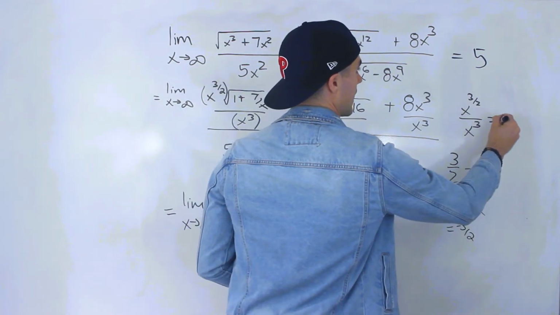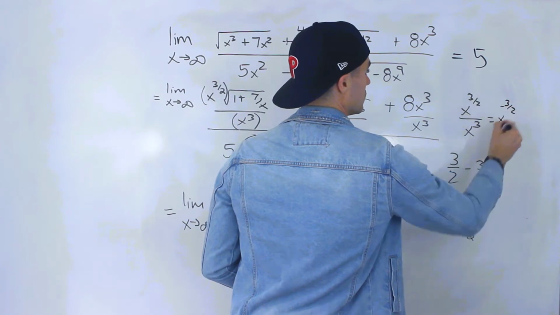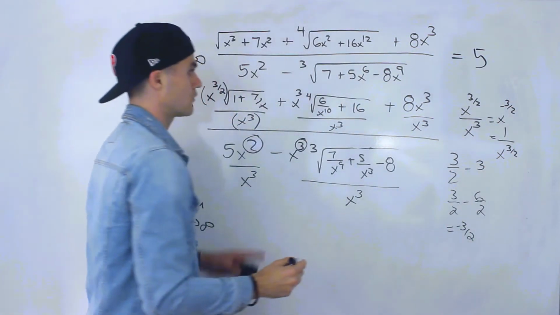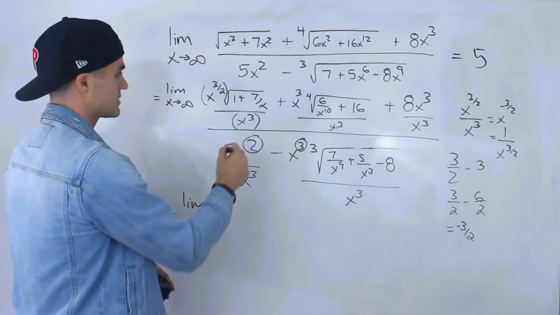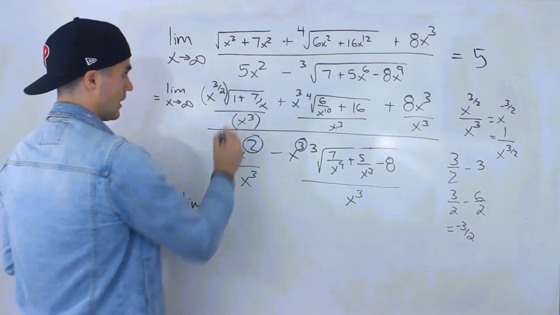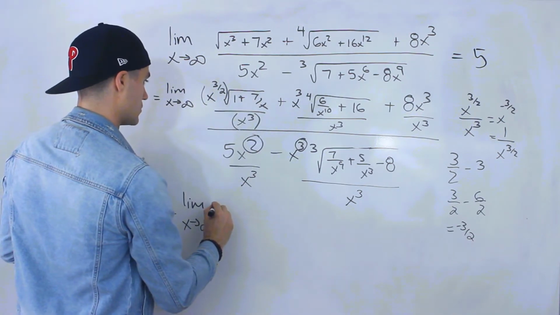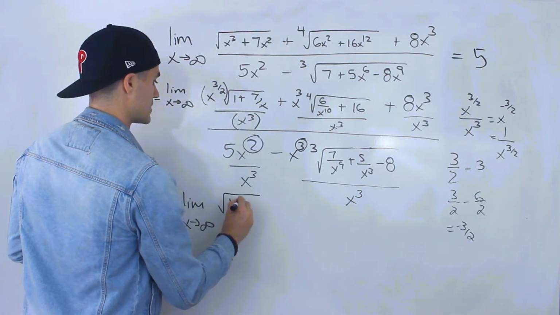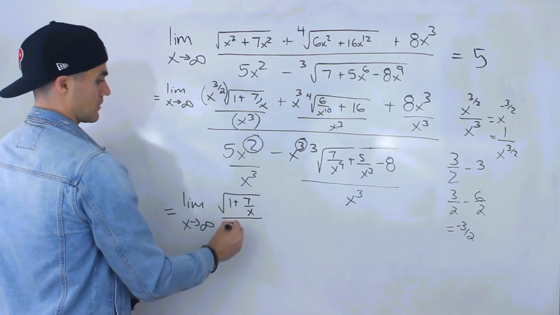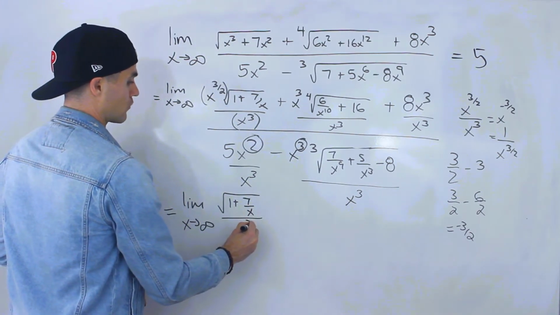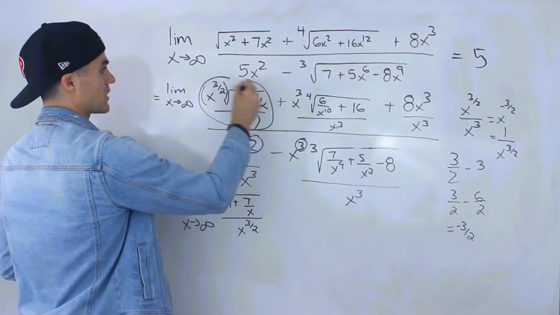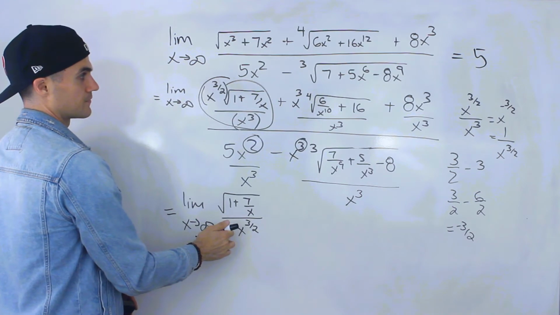So this would end up being x to the power of negative 3 over 2, which would be 1 over x to the power of 3 over 2. So there's a 3 over 2 left when we simplify these two at the bottom. And then the square root of 1 plus 7 over x, that stays as is. And then we've got x to the power of 3 over 2 at the bottom. So this whole expression is that.